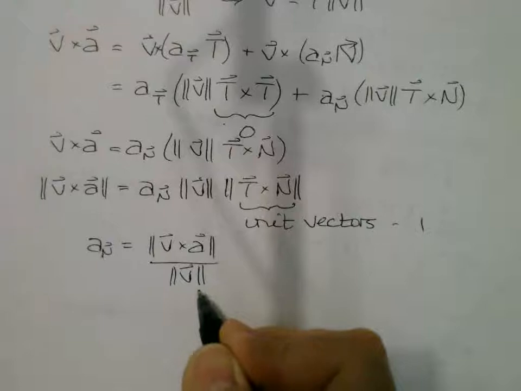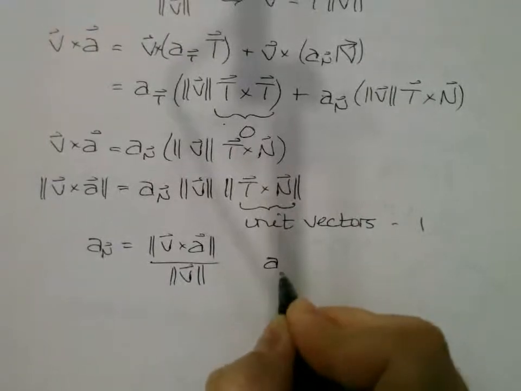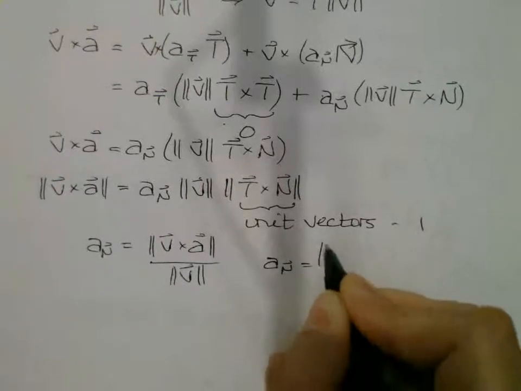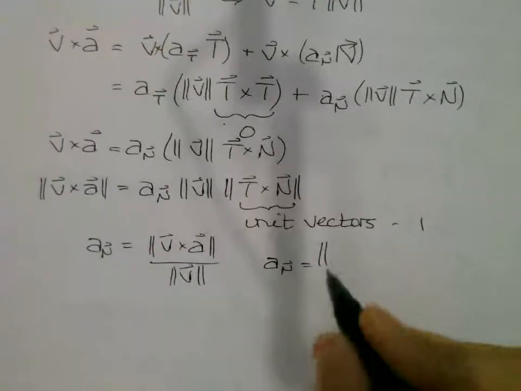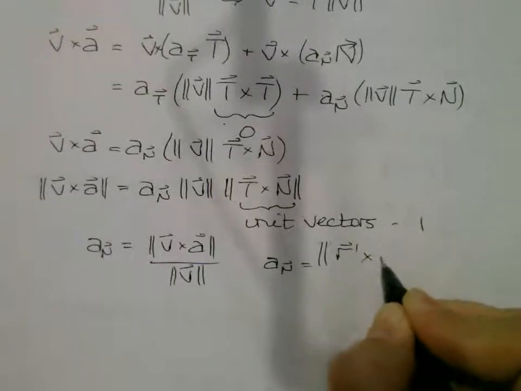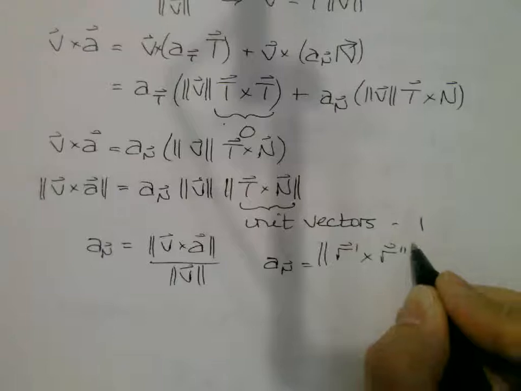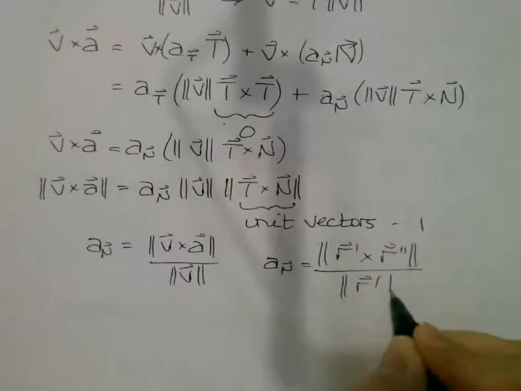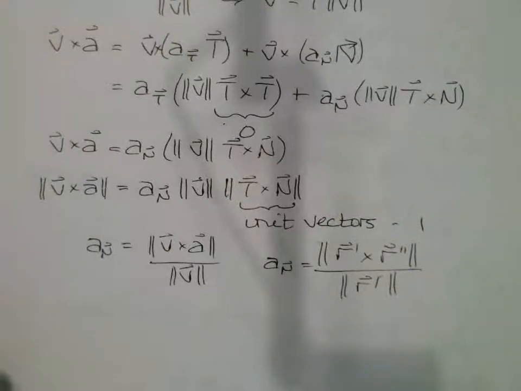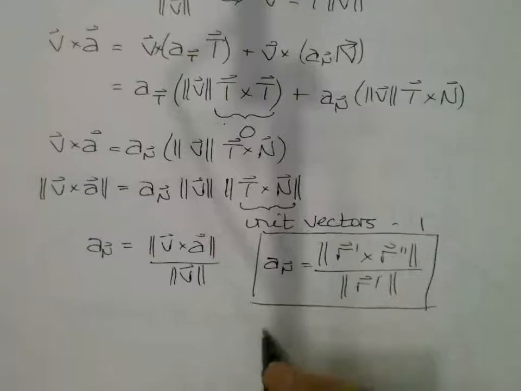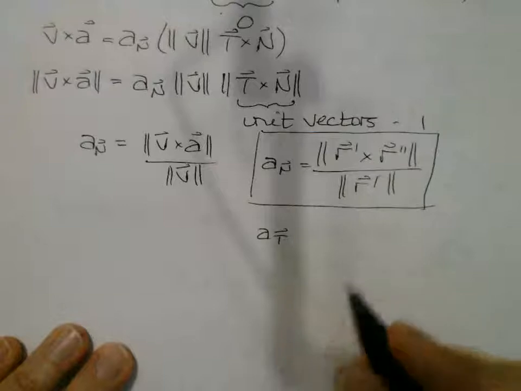In terms of our original function, which was r, way back on the other page, the velocity is the first derivative of my function, acceleration is the second, divided by the magnitude of r prime. So normal component of acceleration and tangential component of acceleration.